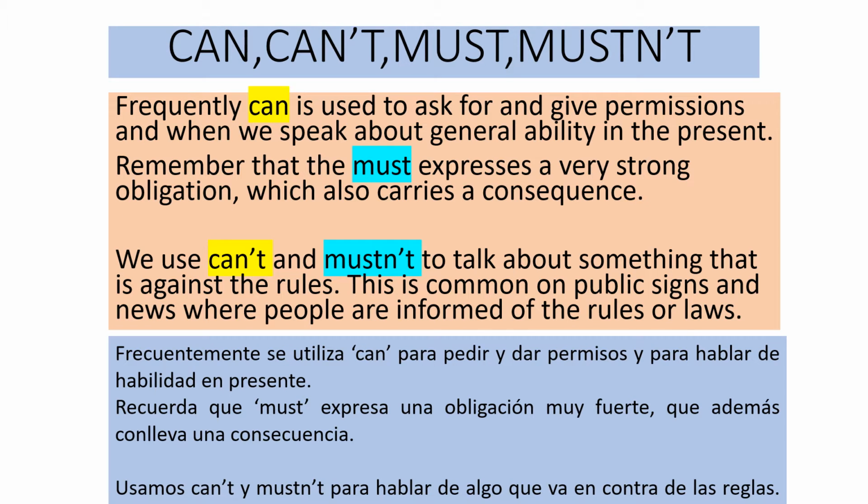Okay. The modal verbs can, can't, must, and mustn't. Frequently, can is used to ask for and give permissions, and when we speak about general ability in the present. Remember that must expresses a very strong obligation, which also carries a consequence. We use can't and mustn't to talk about something that is against the rules. This is common on public signs and news where people are informed of the rules or laws.